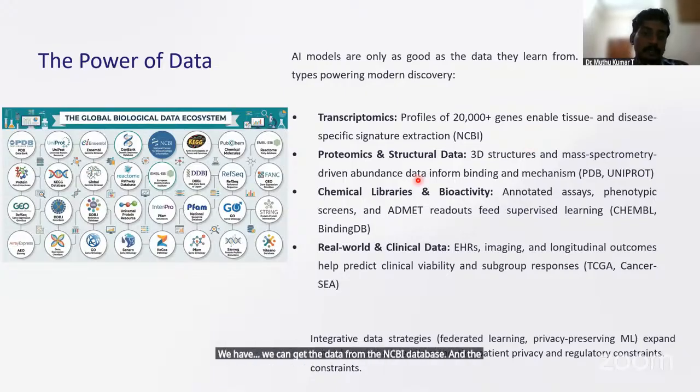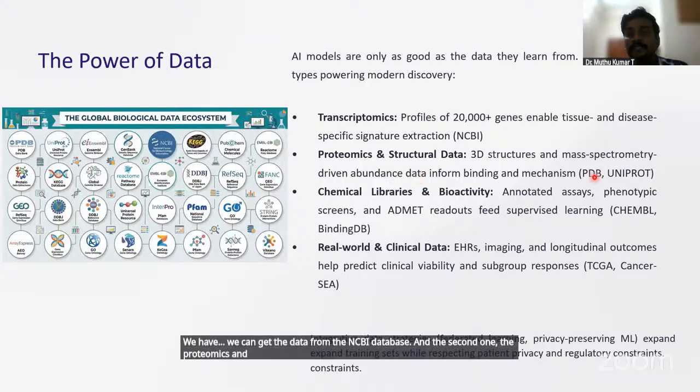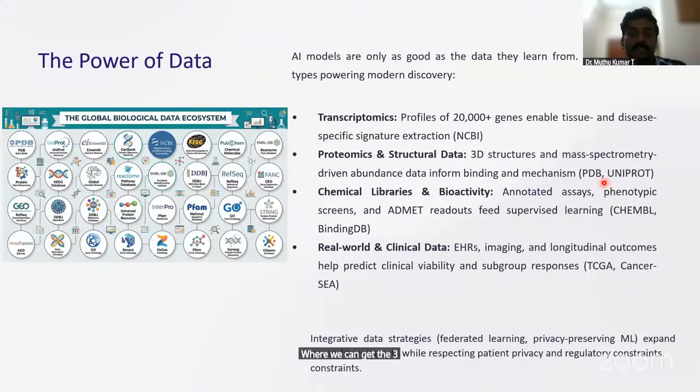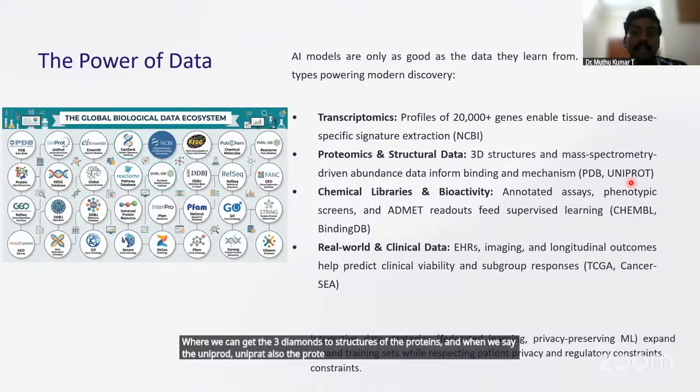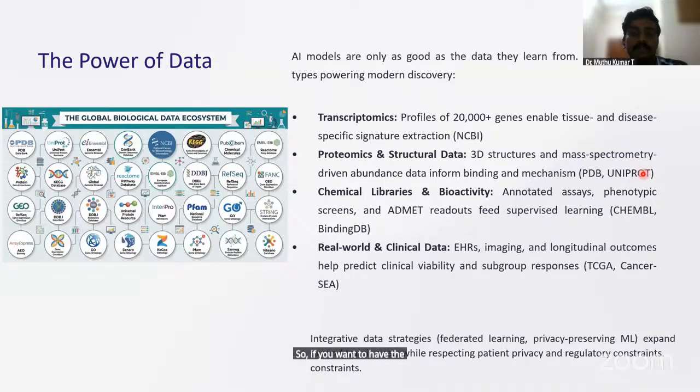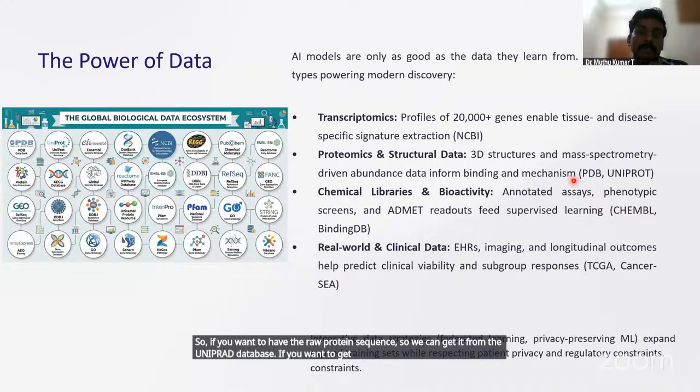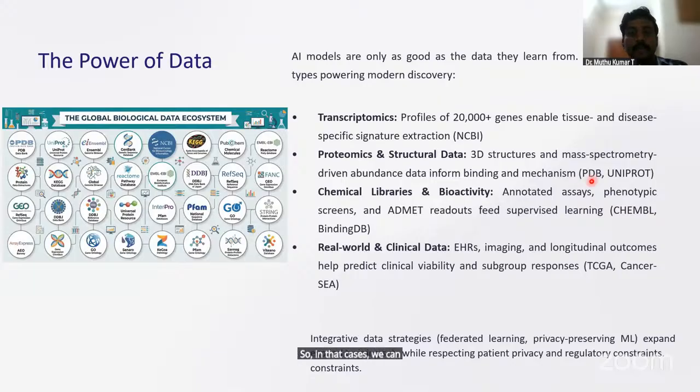And the second one, the proteomics and structural data. These two are the most important databases. One is PDB, Protein Data Bank, where we can get the three-dimensional structures of the proteins. And UniProt, also a protein database, contains the raw sequence of the protein, which comes under the primary database classes. So if you want the raw protein sequence, we can get it from UniProt. If you want the 3D structure of the protein, for binding affinity calculations, in those cases we can go with the PDB database.